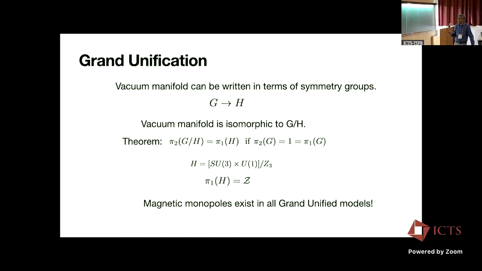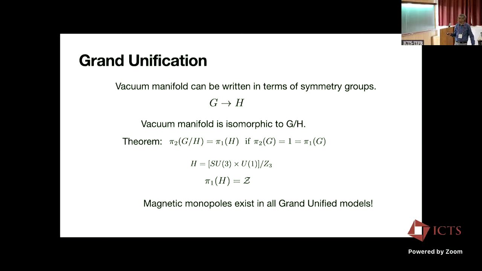Now let's try and do something more general. We've been focusing on O3 so far. Let's go to grand unification again. So in grand unification, you have some huge symmetry group, SU5, SO10, or whatever, and it breaks down to what we know today, which is SU3 cross U1. So that's QCD times electromagnetism. Now, we haven't discussed this in detail, but the vacuum manifold is isomorphic to G by H. So just in terms of symmetry groups, you can find the vacuum manifold.